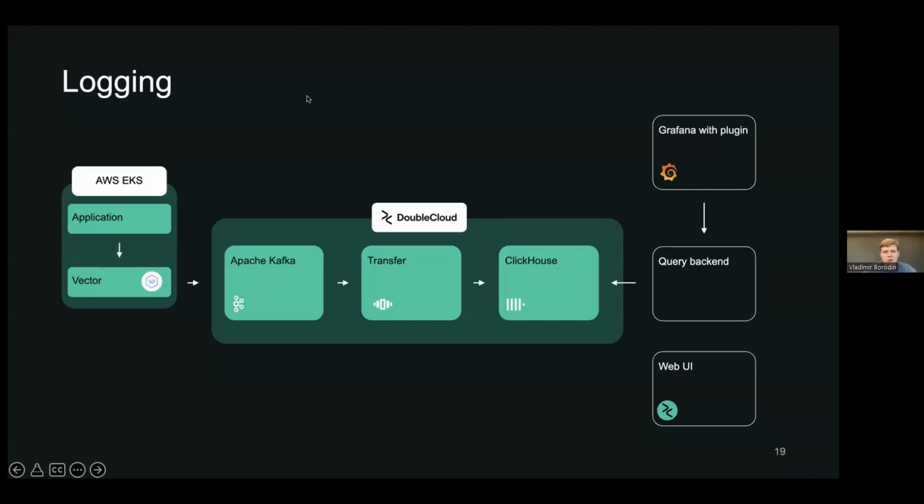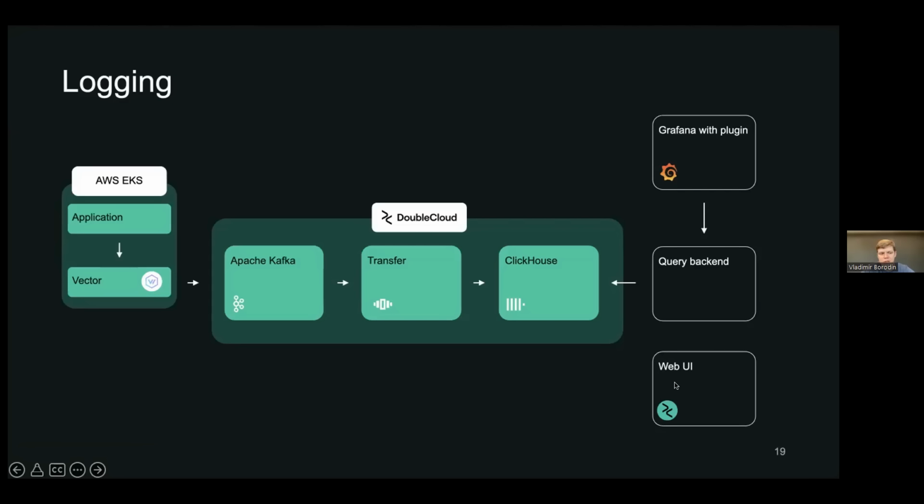This is a picture for the control plane part. There is still an application deployed in Kubernetes. There is an engine, we use Vector, that collects logs from all the applications and sends them to Kafka as a distributed queue. Then there is a transfer that pulls data from Kafka and sends it to ClickHouse. And all these components are managed by ourselves. So we are, again, dogfooding our own service, to be sure that we provide a good service to our customers. We use it ourselves. And after the logs are in ClickHouse, there are two ways of viewing them.